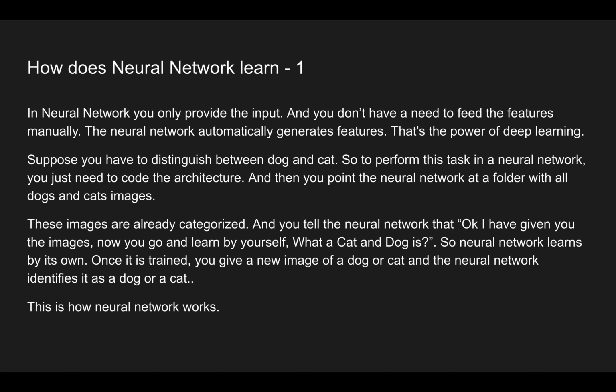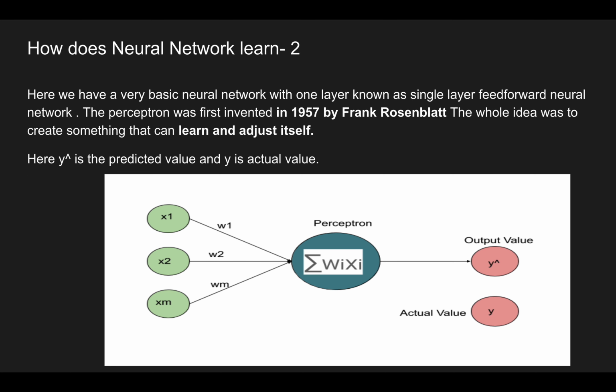So this was the basic idea of how neural networks take the dataset. Then you will jump to this. Before that, you should also know that the perceptron was invented in 1957 by Frank.